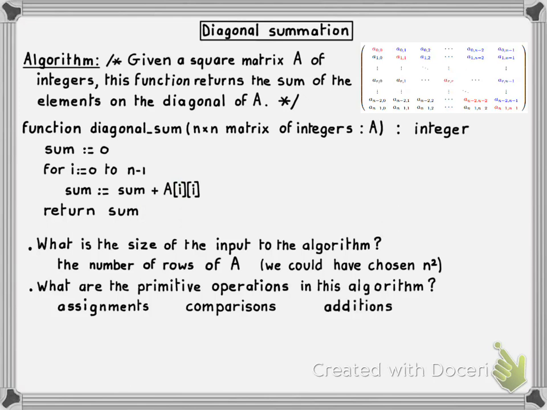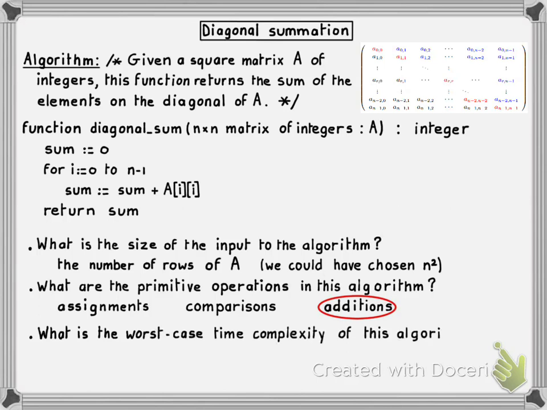So integer additions are the third kind of primitive operations we could choose. So which one are we going to choose? Well, it turns out it wouldn't make a big difference here. I'll let you check that on your own. So to make it a little bit different, this time we're going to count the additions to measure the time complexity of the algorithm. So what is the worst case time complexity of this algorithm? In other words, can we count the number of additions that this algorithm performs in the worst case?